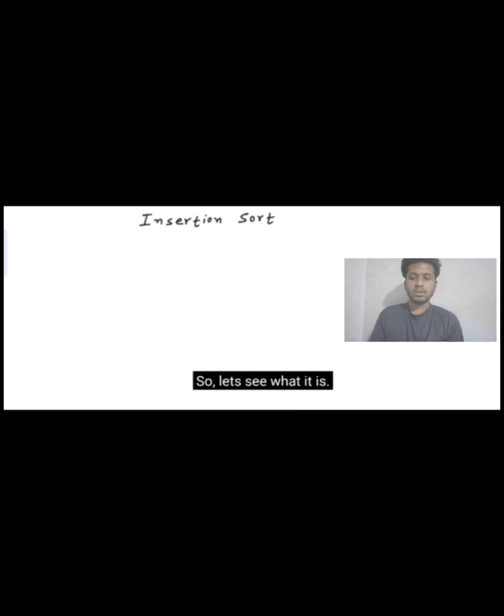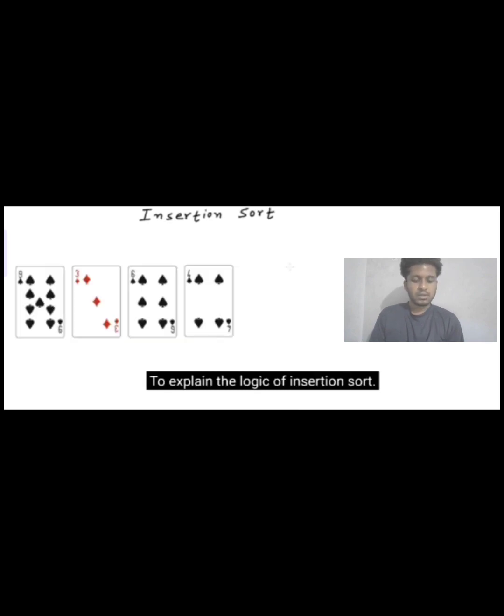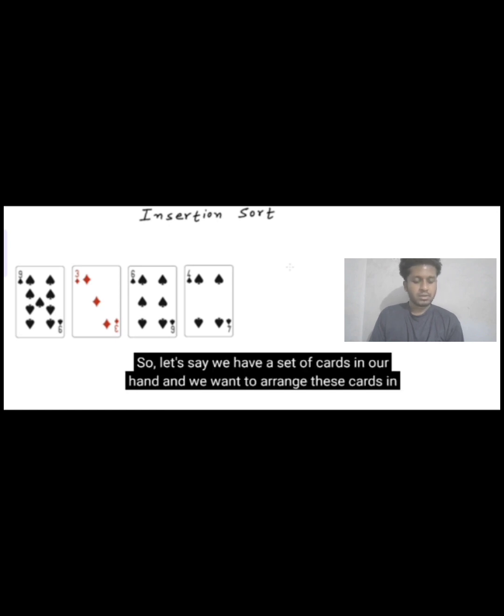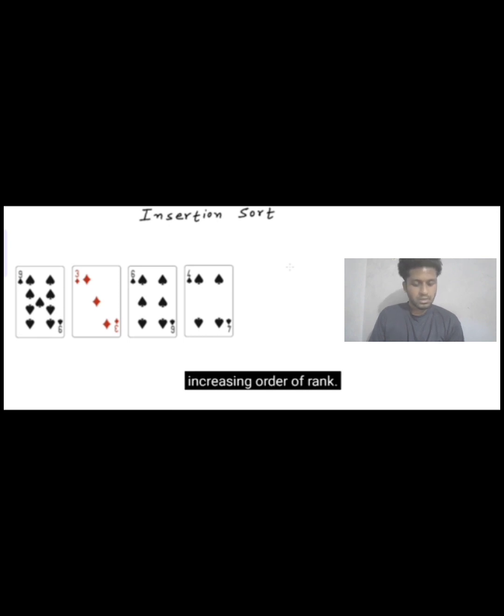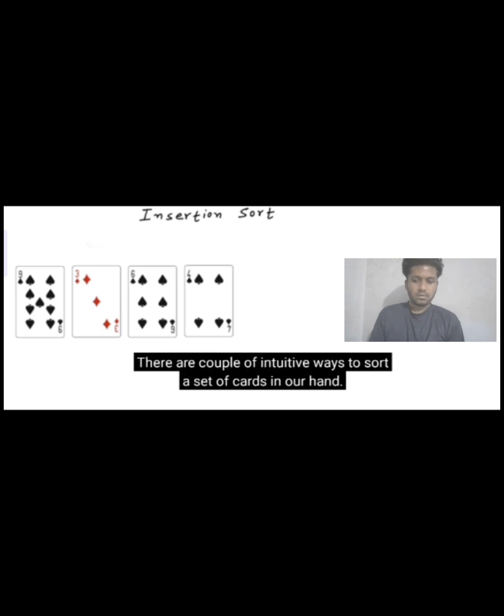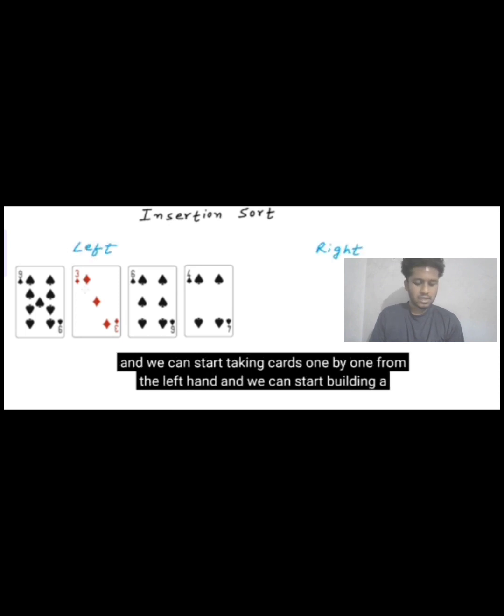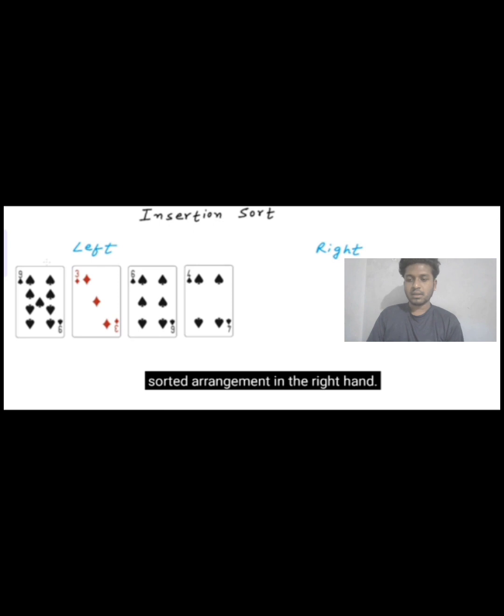To explain the logic of insertion sort, I will once again use the example of cards. So let's say we have a set of cards in our hand and we want to arrange these cards in increasing order of rank. There are a couple of intuitive ways to sort the set of cards in our hand. One of the things that we can do is initially keep all the cards in our left hand and start taking cards one by one from the left hand and we can start building a sorted arrangement in the right hand.